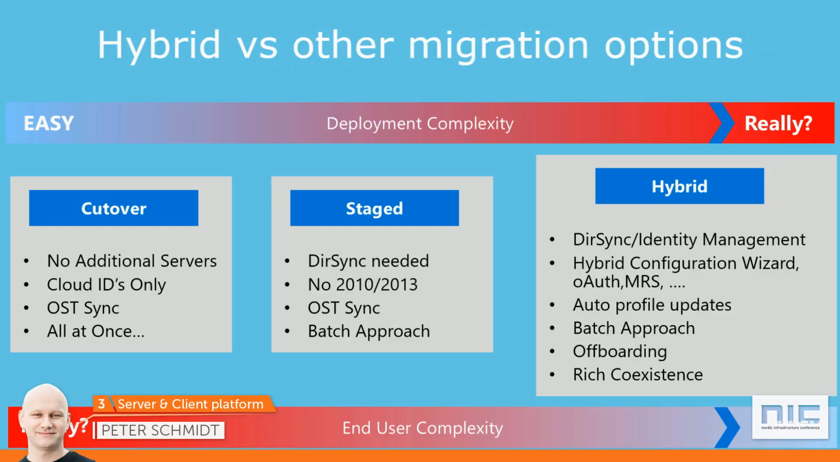Hybrid has some prerequisites though. We need to have directory synchronization in place. I'll get further into that later. We need to plan something about identity management. We need to make sure that the objects we sync into Office 365 are ready for our mailboxes. And then we need to do the configuration on the Exchange part. And all the Exchange configuration is primarily handled by the Exchange configuration wizard.